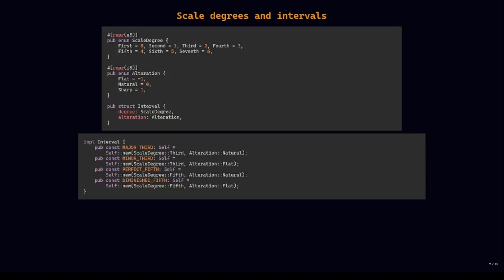So we are only going to deal with diatonic scales here, in which case there are only seven notes in a scale, and a scale degree tells which index into the scale you're currently looking at. And the interval itself is a scale degree with an alteration. So, for example, you can have the third degree, and then if you alter it by -1, then you get a minor third, or like a fifth degree that you can alter by -1, like go down one semitone, and you get a diminished fifth.